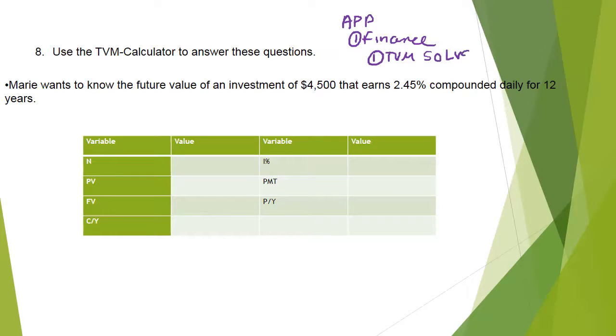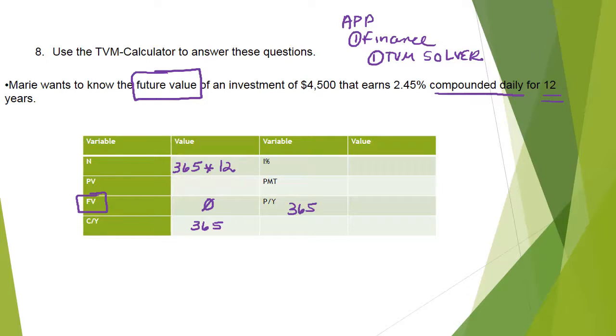So this is where you are going to enter all of your values. On this particular problem, it says that it's compounded daily. There are 365 days in a year, so that's 365 for 12 years. So T is 12. Remember that 365 is also going to be your C/Y and your P/Y because that's how many times things are compounded. In this particular case, we want to know what our future value is. So we're going to be looking for future value this time. So that's where we're going to enter a 0 into our TVM solver in order to get the answer.